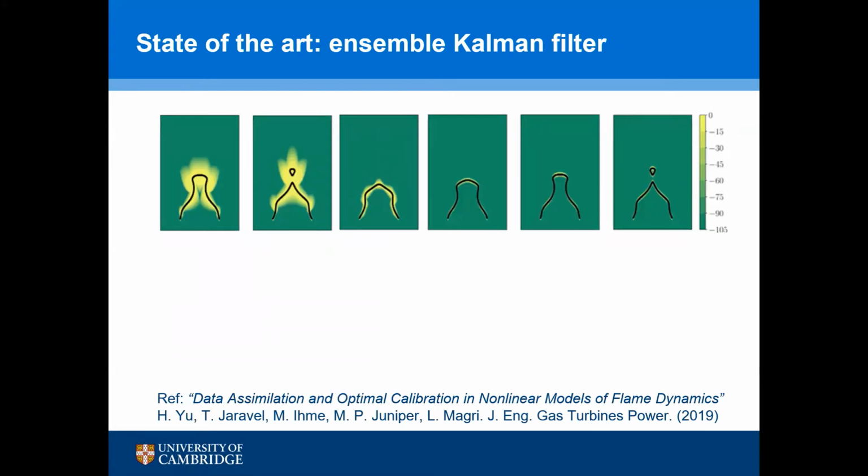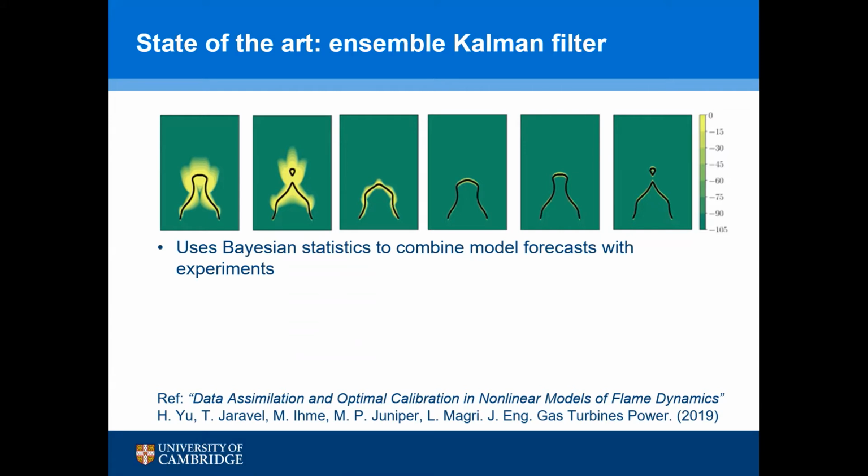The state of the art for this is the ensemble Kalman filter. How this works is it uses Bayesian statistics to combine model forecasts with experiments. So these plots here represent the flame experimental data shown in black, and in yellow, the most probable location of this flame. And the Kalman filter takes the sequence of experimental data, and gradually improves its estimates of the flame parameters until convergence.